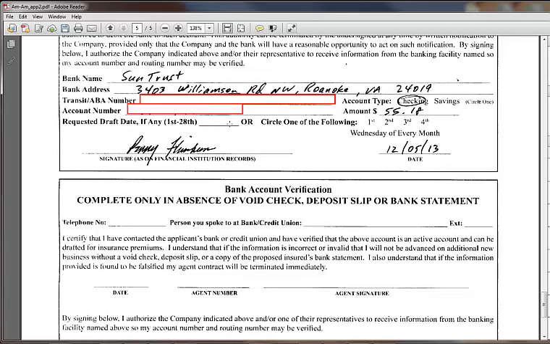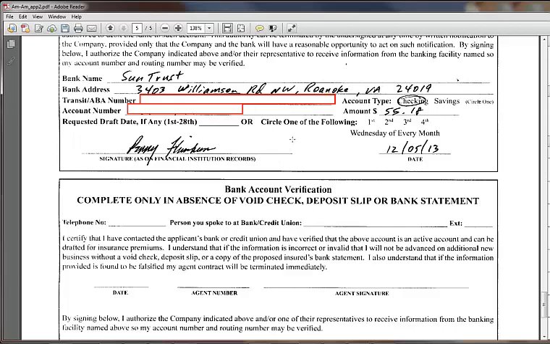This request draft date, there's a reason I leave that blank. If you leave that blank, then they will draft it upon approval. You can change it once it's in place. And the reason I do that: let's say it's the 2nd of the month and they want it drafted on the 1st of every month. They're going to have to wait almost an entire month before they're able to draft out that premium, and that is going to delay when the policy gets enforced, and it's going to delay when you get your commission.